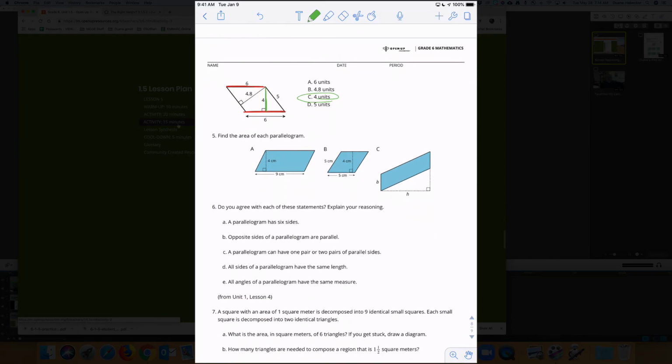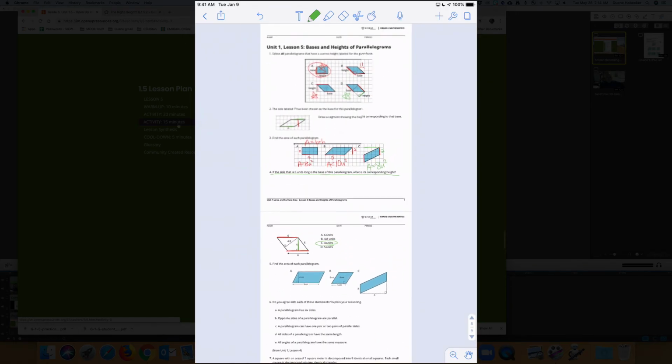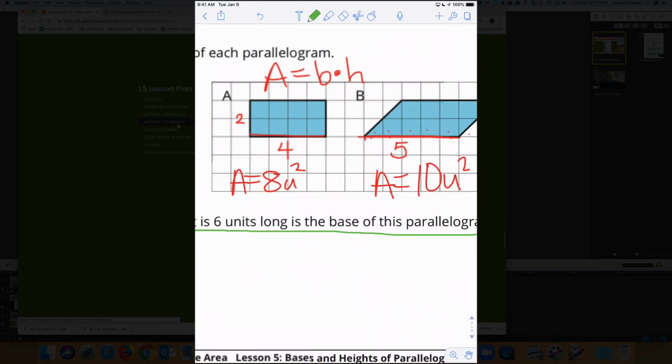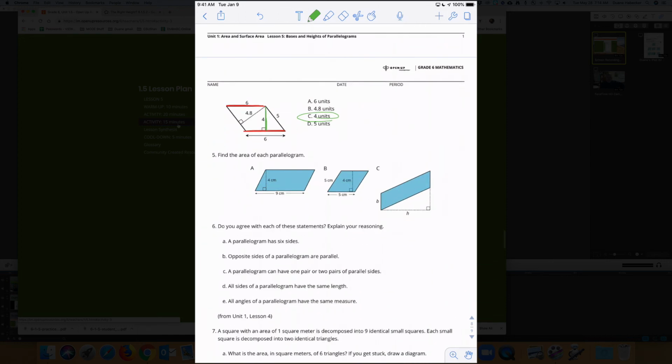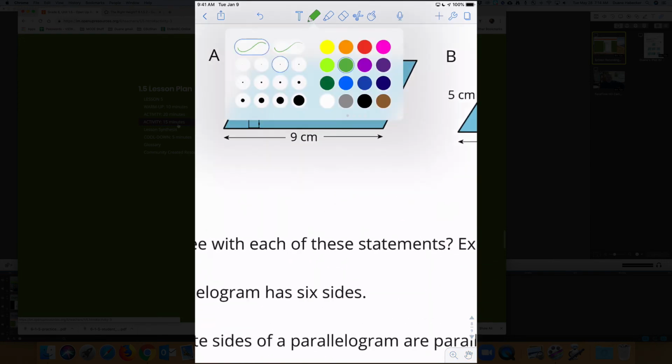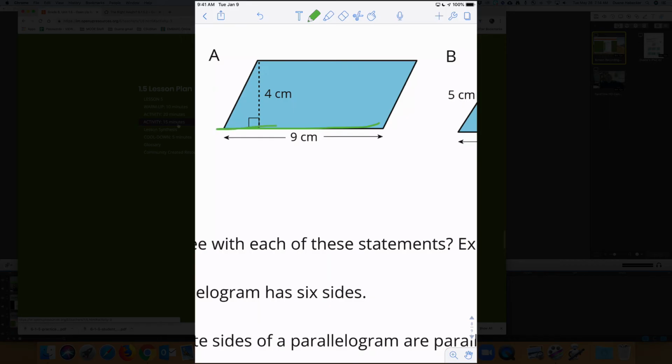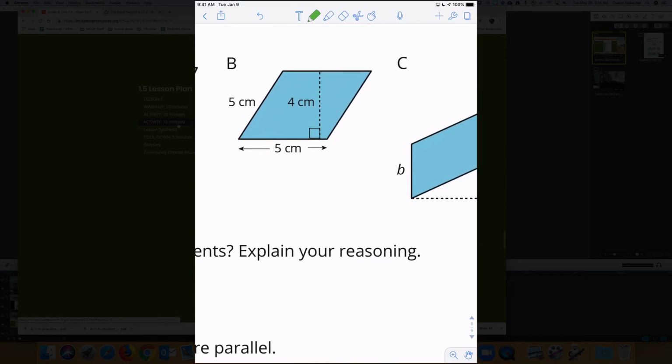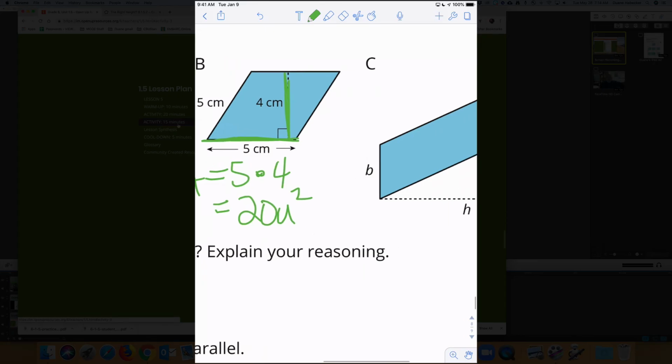Number 5, find the area of each parallelogram. So they're removing some scaffolding. Up here we have grids to check our work. Now down here, they've taken away our grid. Ooh. So the base is 9. The height is 4. So the area is 9 times 4, which is 36 units squared. Here, ooh, tricky. The base is 5. The height is 4. So the area is 5 times 4, which is 20 units squared.